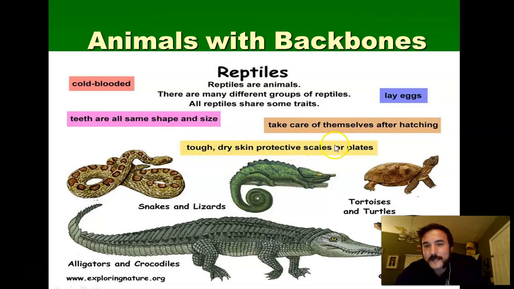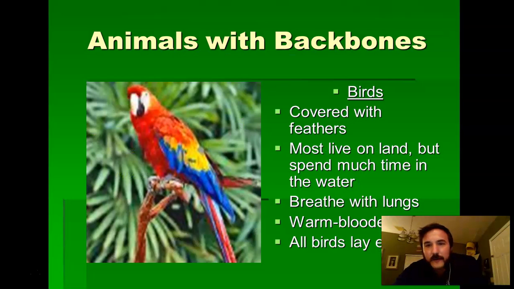The tough, dry skin is what makes it a reptile. If you ever touch any of these animals, they don't have smooth, wet skin. That's an amphibian. Reptiles have the dry, scaly skin. Good in our desert ecosystem here, huh?